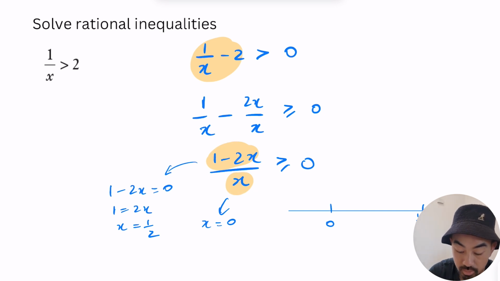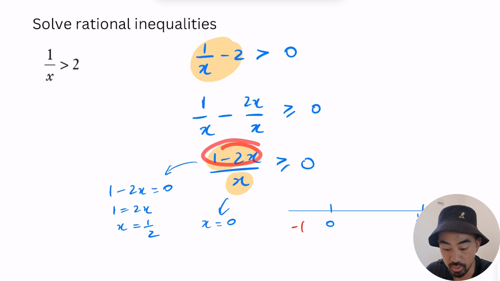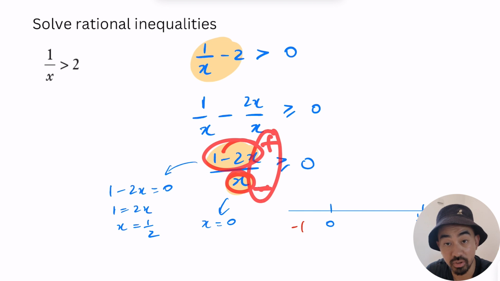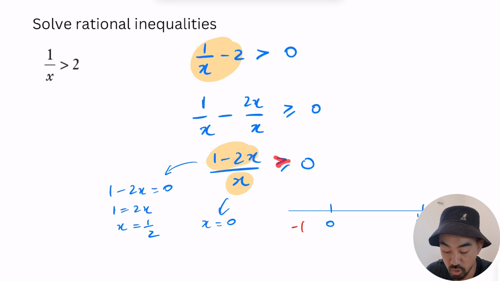So let's get testing. Let's say we test a number which is less than 0, let's say minus 1. Now if I put in minus 1 here, I'm going to have 1 minus negative 2, which will be 1 plus 2. That's a positive number. In the denominator, I'll have just negative 1. A positive and a negative make a negative, and a negative is not greater than or equal to 0. So it is not in that region there.